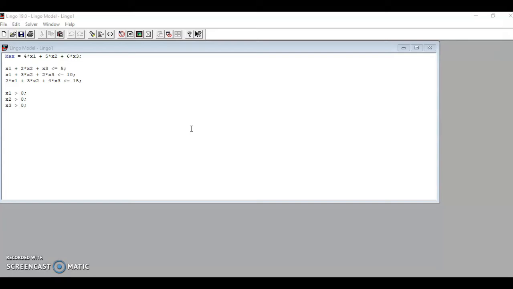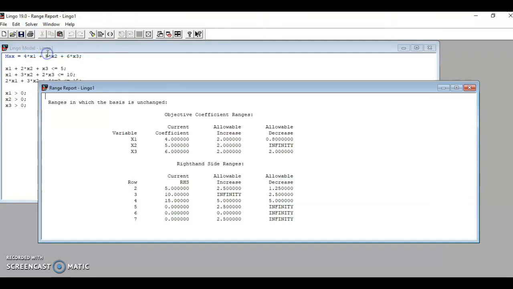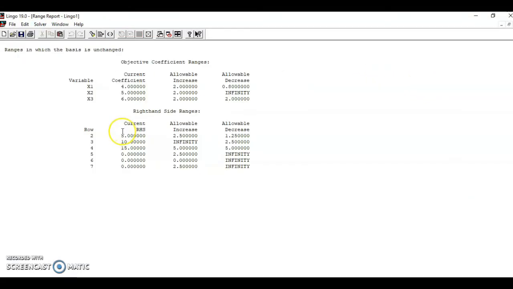To find the ranges for sensitivity analysis, we simply click on solver and then on range, and here we are. We have the ranges for us to do the sensitivity analysis. For example, row 2, which is the first constraint, the current right hand side value is 5, and we can increase the value by as much as 2.5, and we can only decrease its value by as much as 1.25.